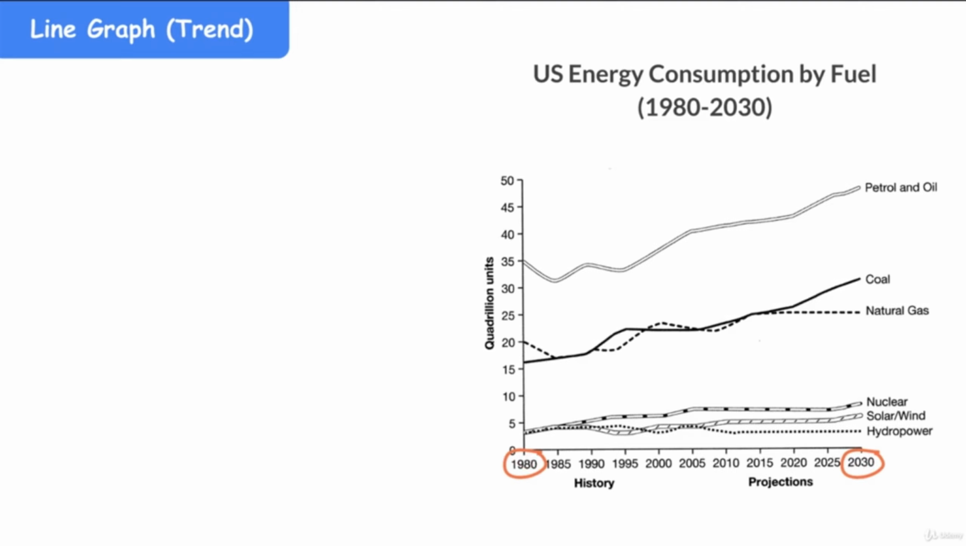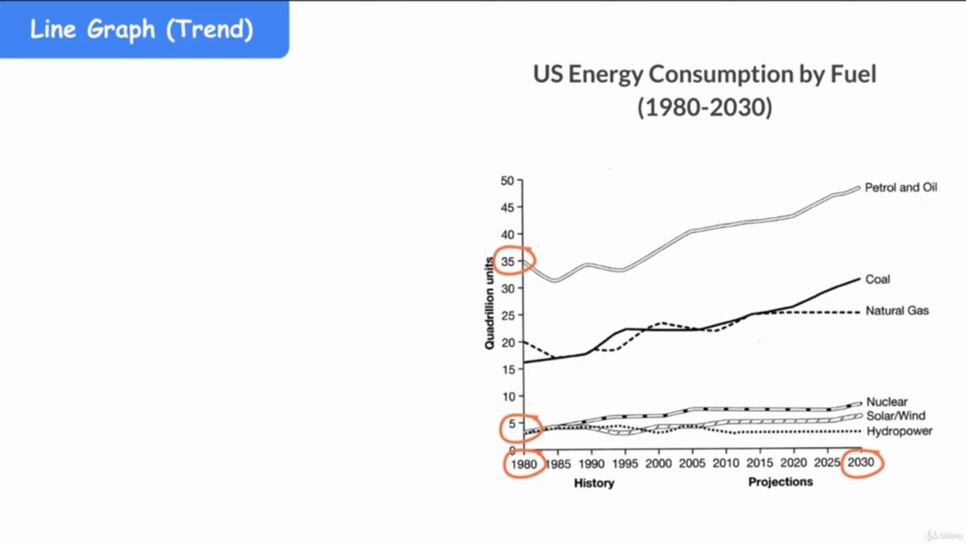Now, let's take a look at what are the highest and the lowest data points. So here we can see that for the year 1980, this is our lowest data point. This lowest data point belongs to these 3 energy sources. On the other hand, this is the highest data point for the start of the graph. And this data point belongs to petrol and oil.